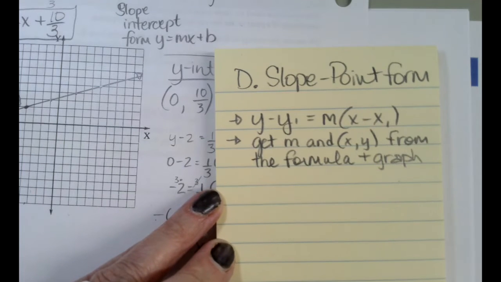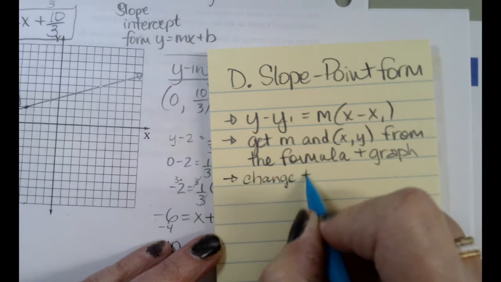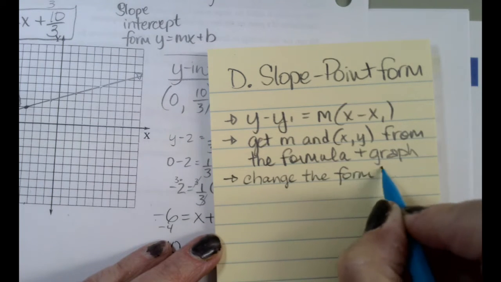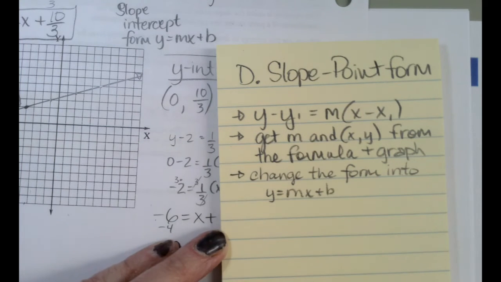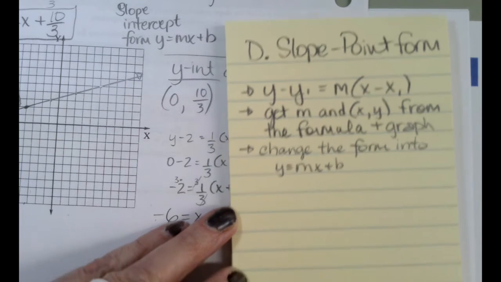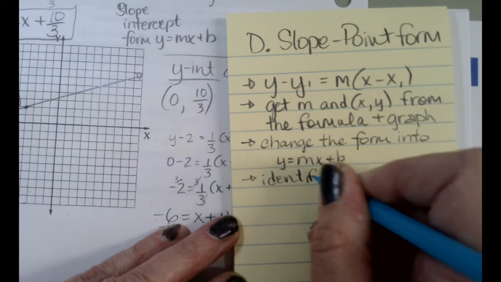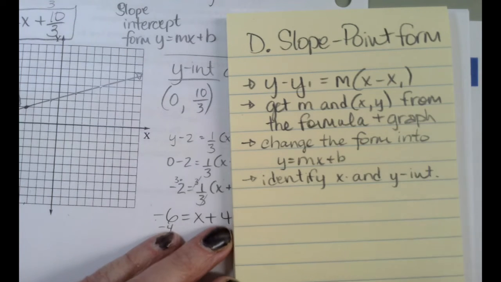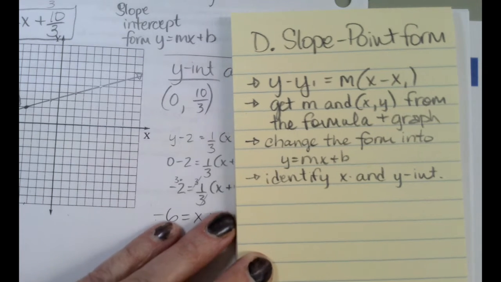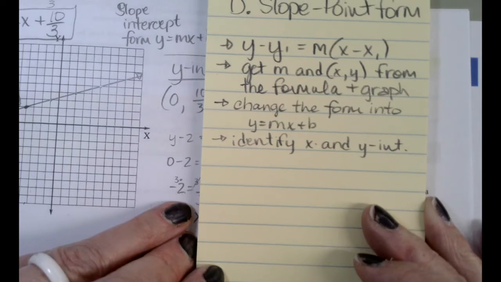All right. What else do you need to be able to do? You need to be able to change the form into the other form, y equals mx plus b. Okay, you need to be able to do that. And you need to be able to identify your x and y intercepts. Okay, so far that's all we've done and we did all that in one question. Wow. So far so good? All right.